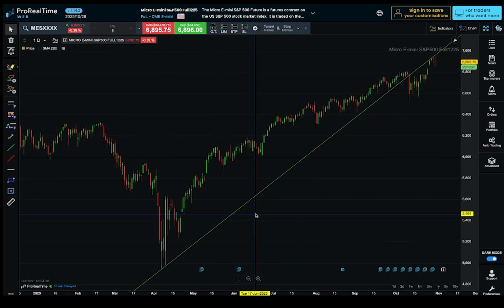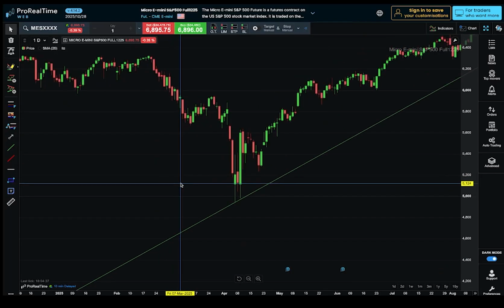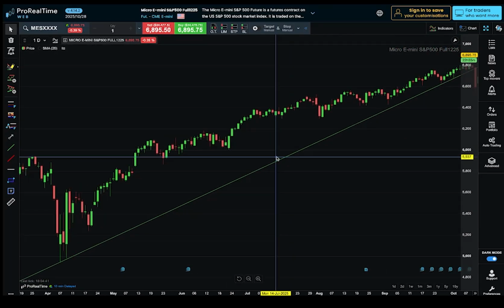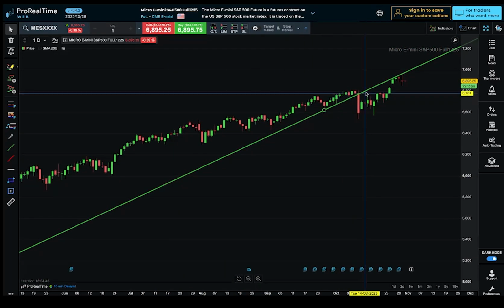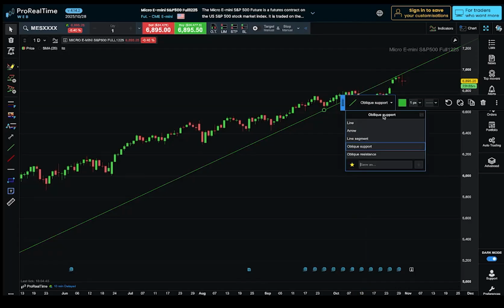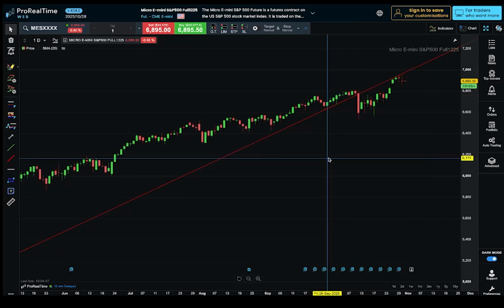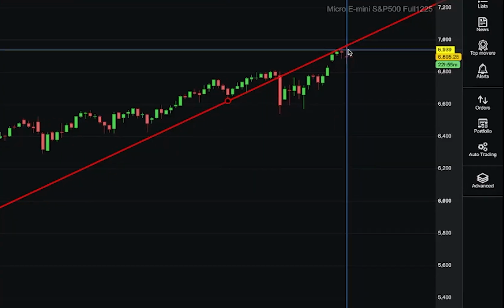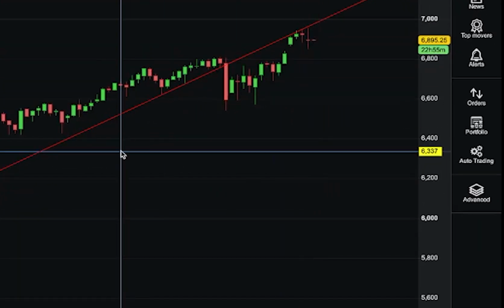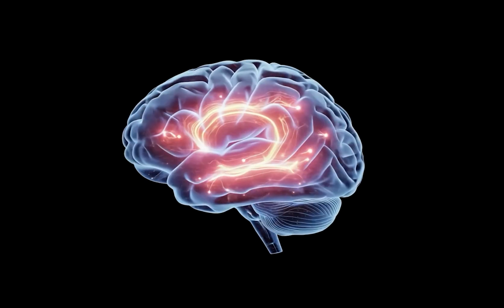Here's what's really interesting. Support and resistance reverse their roles. When a resistance level gets broken, when price finally pushes above it and holds, that old resistance often becomes new support. This role reversal happens constantly in markets, and there is a reason for it: psychology.